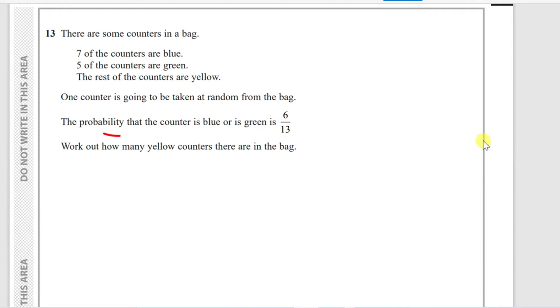So the way I look at this, we know how many there are in blue. So we've got, let's say, 7 blue, 5 green. Let's say the unknown is X. And we know that if we add them all up, 7 add 5 is 12 plus X. So the total is 12 plus X counters. It just helps like that. If you prefer to use the letter Y for yellow, I think that actually makes perfect sense.